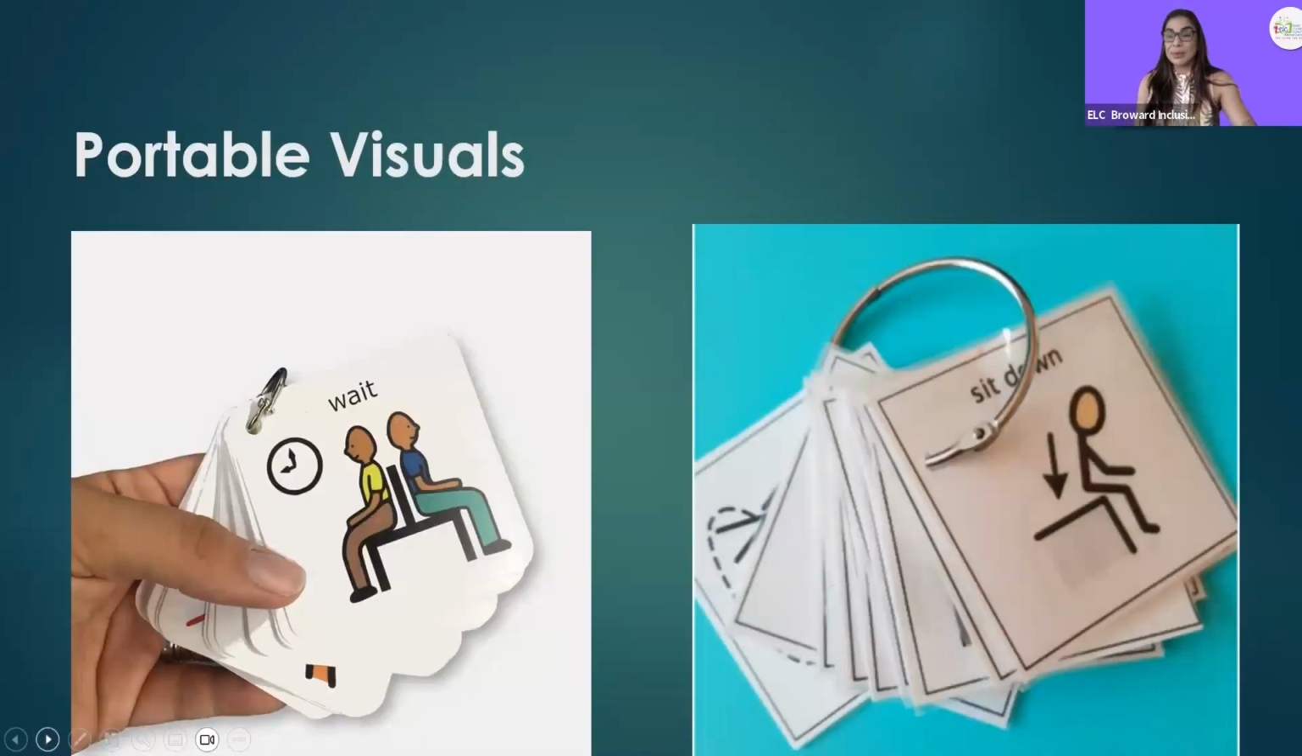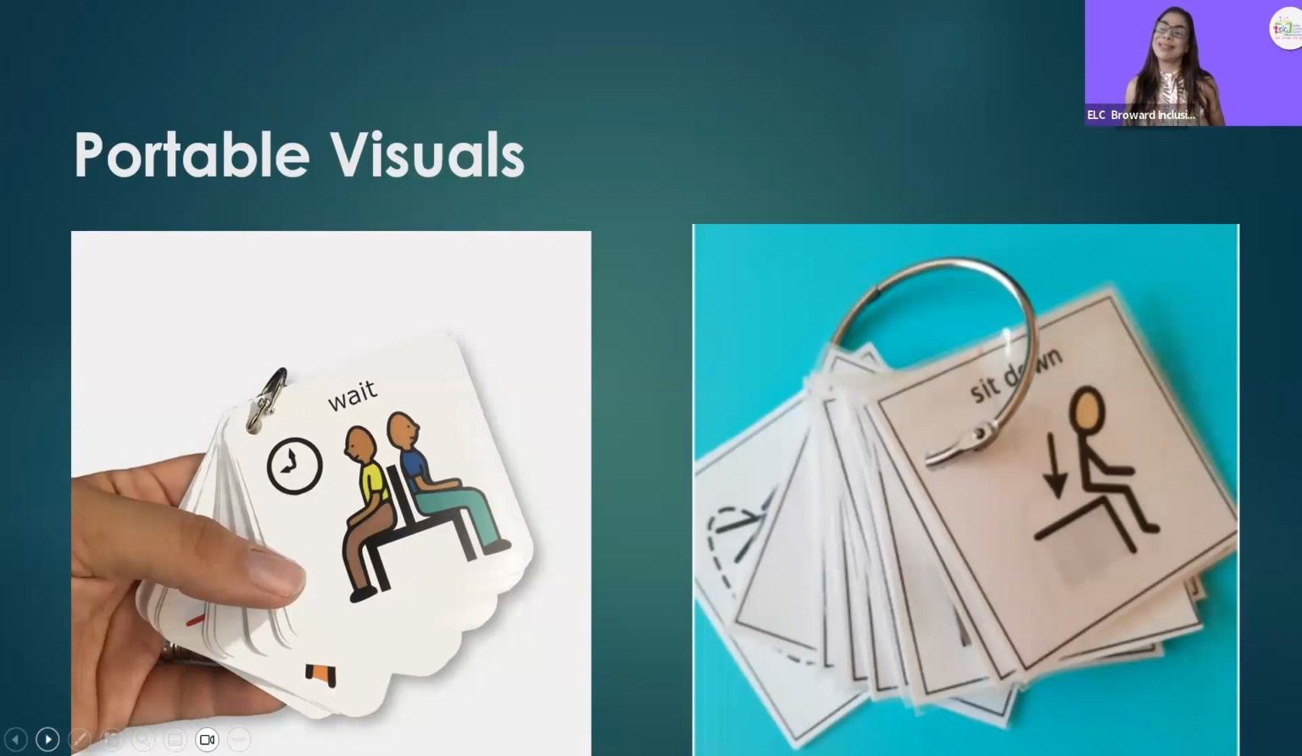Okay, portable visuals. So what happens when we're outside of the classroom? A lot of learning happens on the playground. A lot of learning happens in transition from one classroom to the next, in the cafeteria. If you have a cafeteria, if you're not eating in your classroom, and you have a special, maybe you have to go to another classroom for your music special, right? There are things that happen in transition.